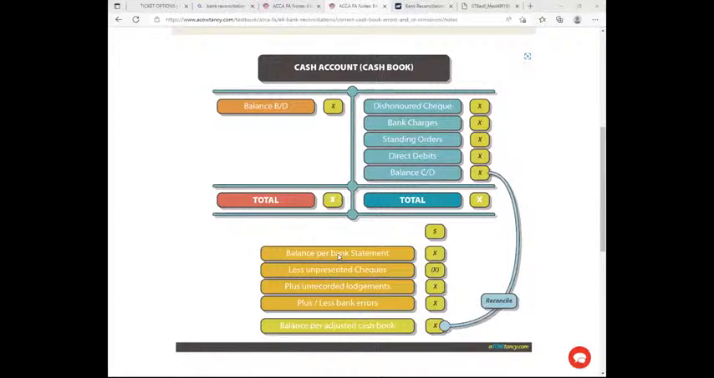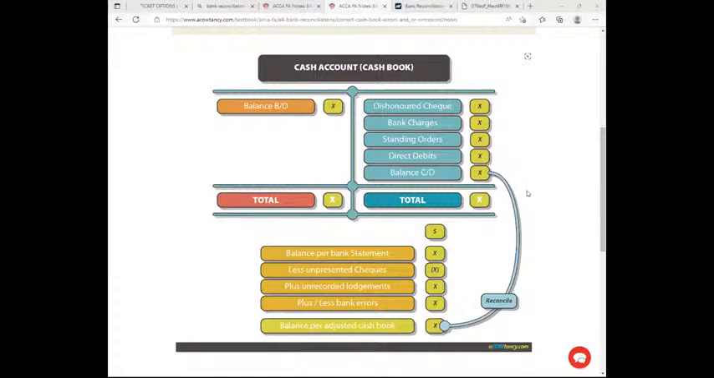Those checks that I told you I give to my lecturers, but they have not presented for payment. So I must come and deduct them there. And then I will add any unrecorded lodgements. If you get your bank making errors, that's not a very serious bank. Good banks should never make errors, so we should not be thinking about this entry a lot. And then, of course, we should be able to get what we call the balance per adjusted cash book. And this balance that you get now should be exactly equal to the balance here.